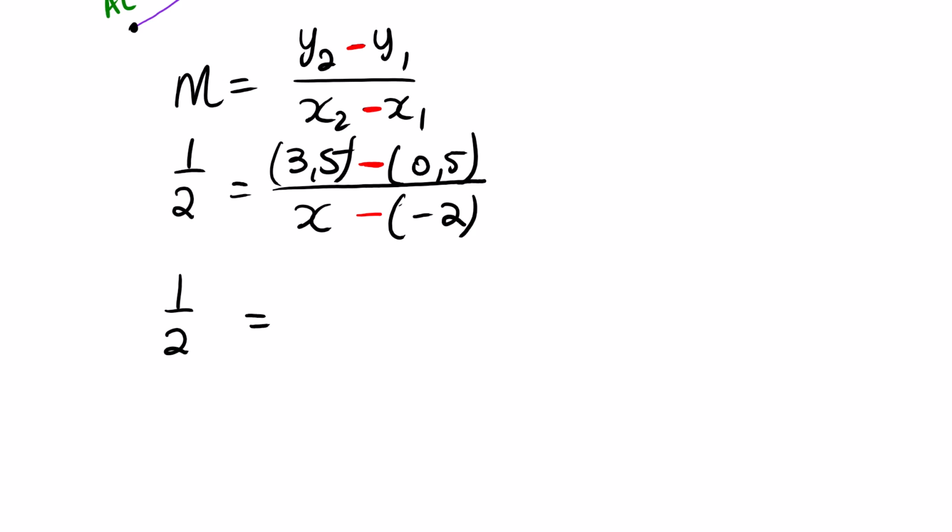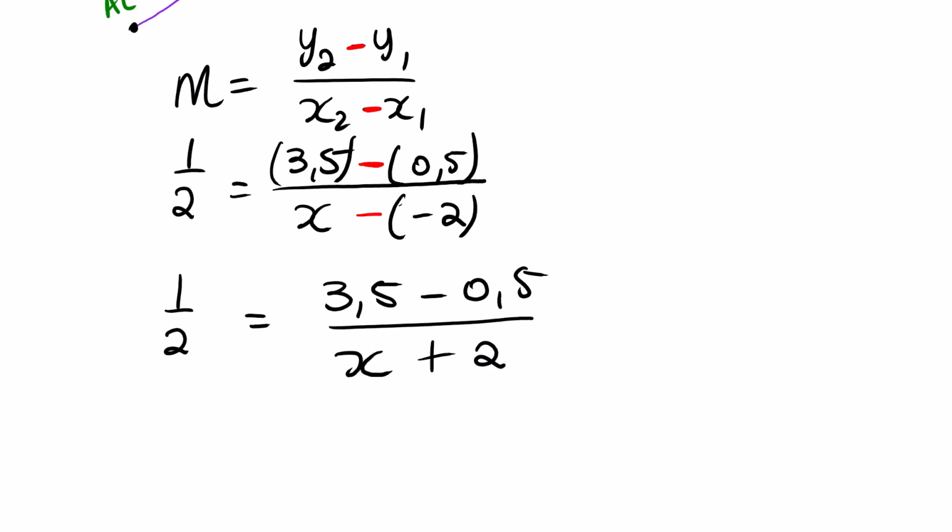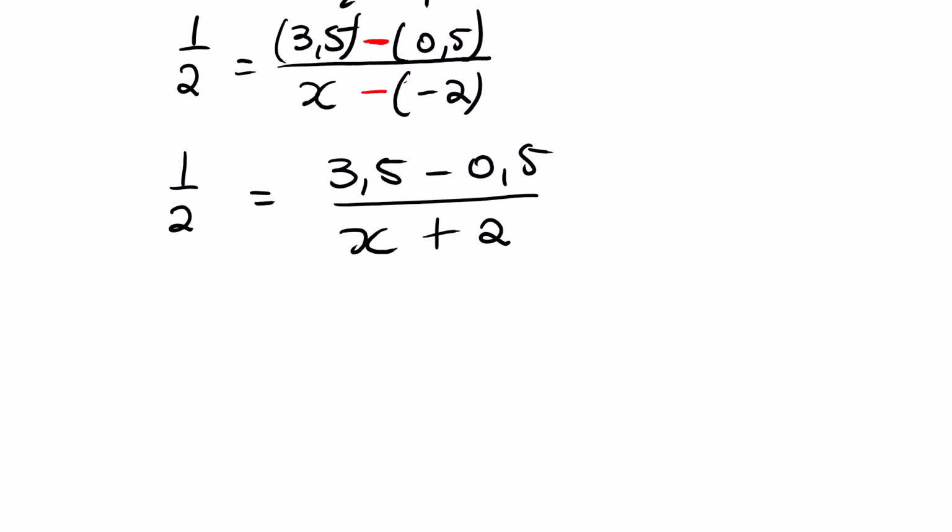Let us start by removing the brackets. Negative and negative is positive 2. (3.5 minus 0.5), the answer is simply 3, and then we have x plus 2.